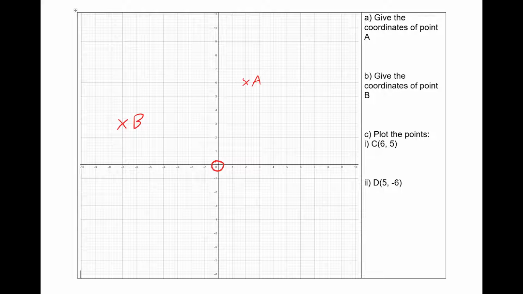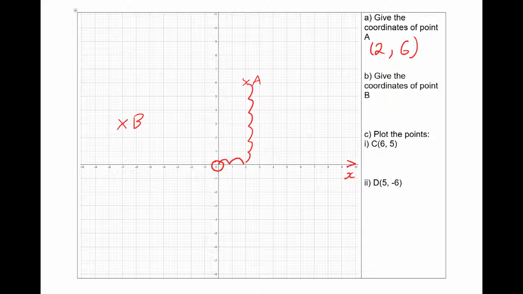So first of all, I look at how far I have to go along what we call the x-axis, and I know I need to go 1, 2 jumps. So that means the first coordinate of A, the x coordinate, is 2. I then put a comma and I count how far up I have to go. And as we can see in A, I need to go up 6 places. So the coordinates of A are 2, 6 in brackets.